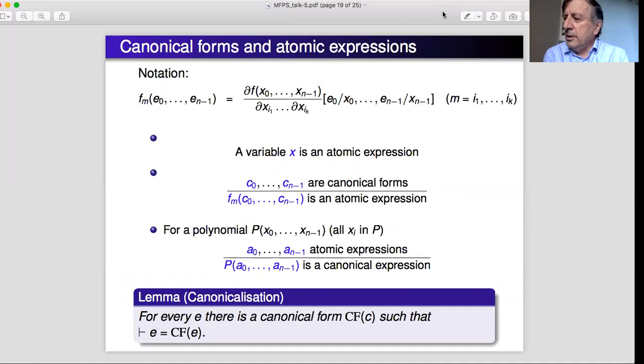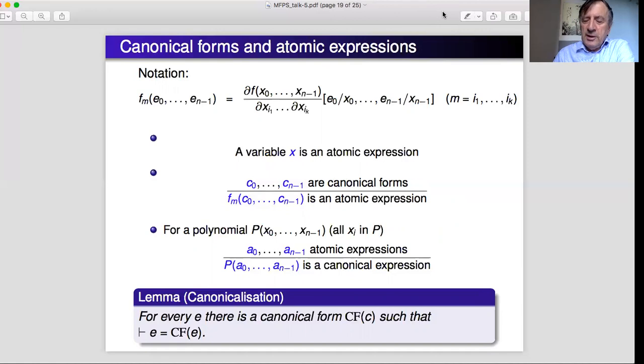So let's spell out a little bit how we do canonical forms and atomic expressions. Atomic expressions, well, first of all, we need some symbolism: f sub m for repeated differentiation. We make the m a subscript rather than writing d sub m f, for no particular reason. And so we say a variable is an atomic expression, and the application of f to canonical expressions is an atomic expression. That's following the same pattern as before. And we say if we have a polynomial and we substitute atomic expressions in its variables, then we get a canonical expression.